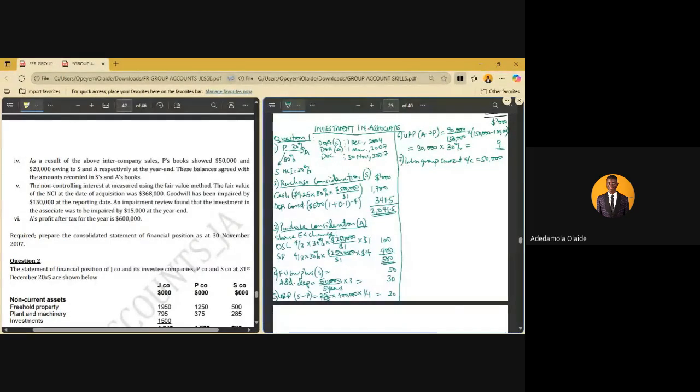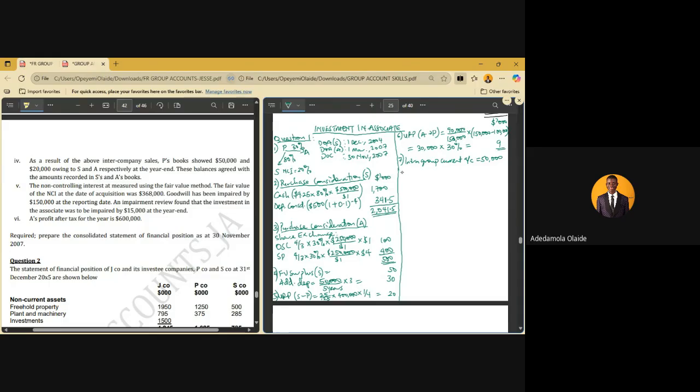No problem. Goodwill has been impaired by 150,000. Fine. At the reporting date, an impairment review found that the investment in the associate was to be impaired by 15,000 at the year end. Good. A's profit after tax for the year is 600,000. Why are they giving us the profit after tax for the year? Because A is a mid-year acquisition.